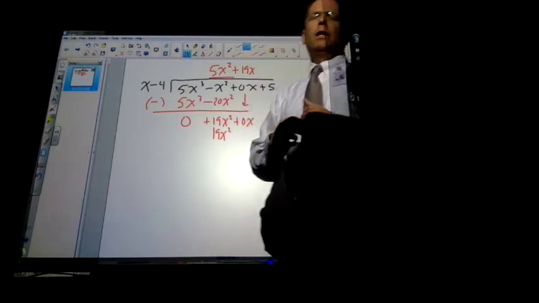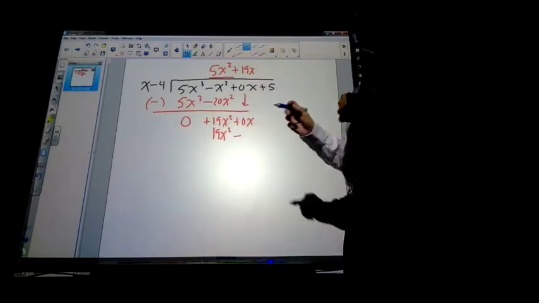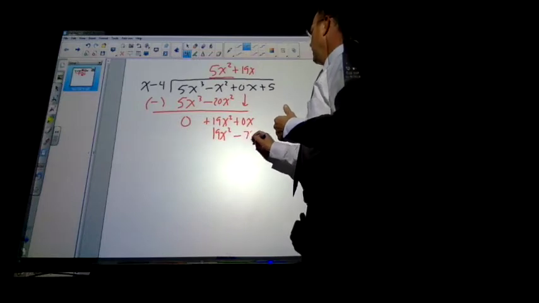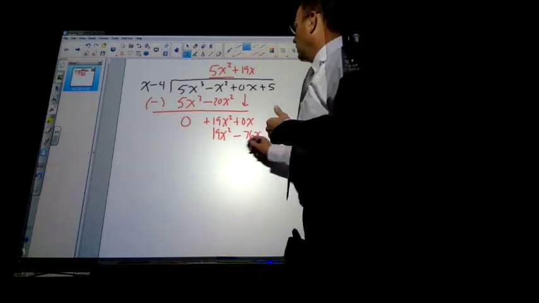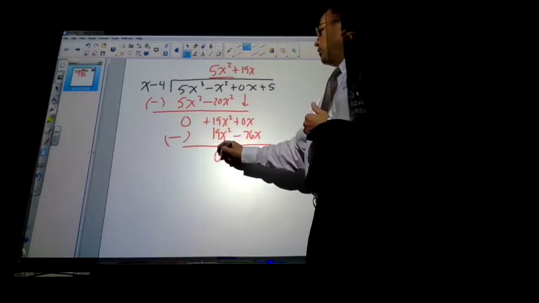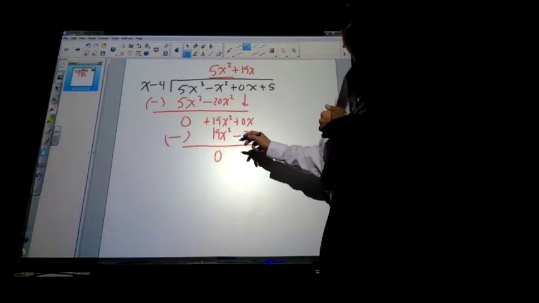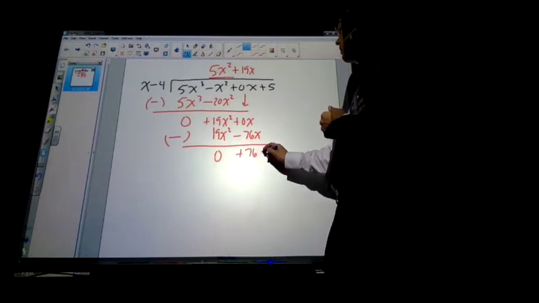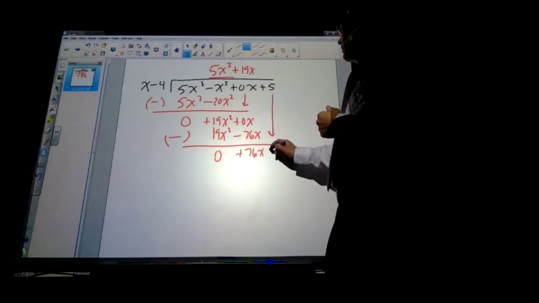19 times negative 4, it's going to be negative. 2 times 19 is 38. 38 and 38 is 76. Negative 76x. Remember, I'm subtracting these, so 19x squared minus 19x squared is 0. 0x squared minus minus 76x is going to give me positive 76x. Let's bring down our last term.